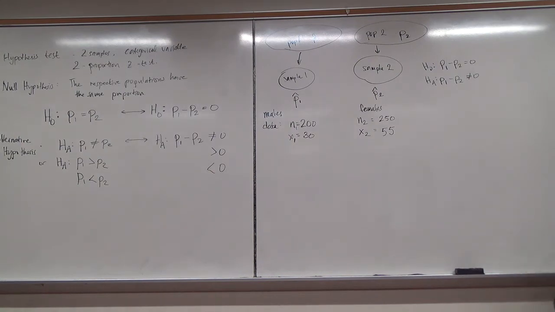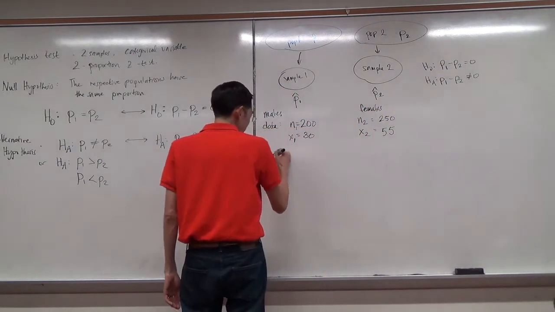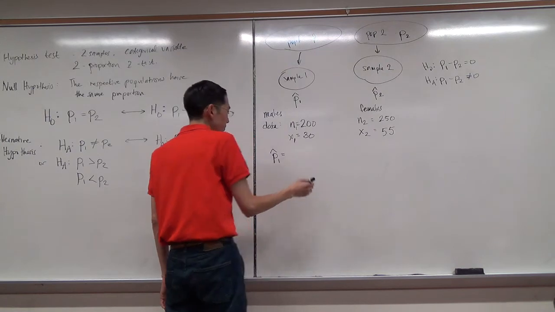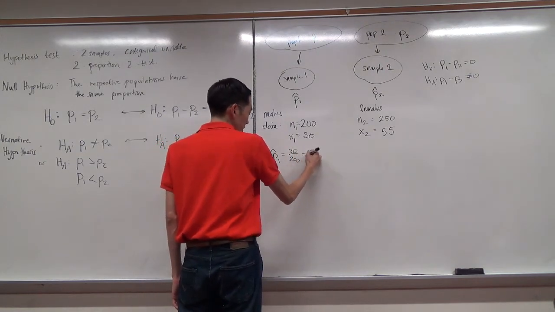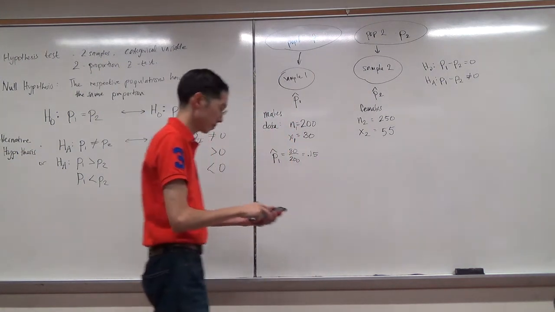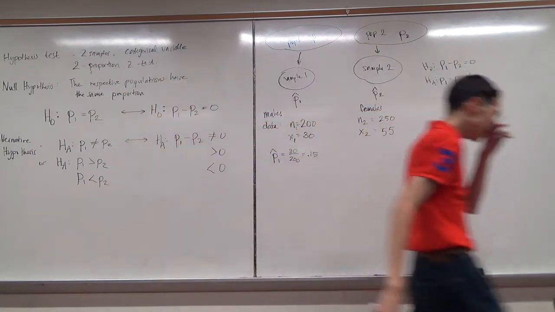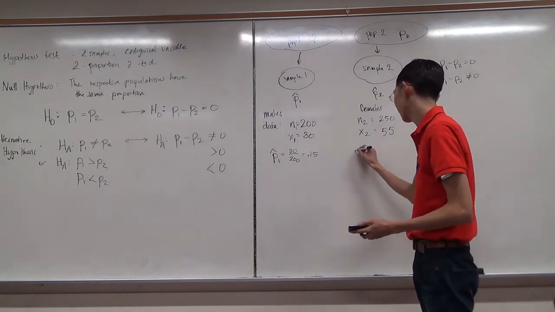Okay. So what we see is that P1 hat, the sample proportion, would be 30 over 200, and we get 15%. And for the women, we get 22%.